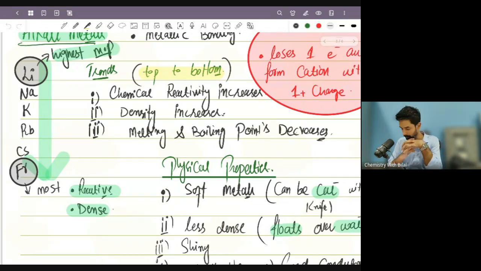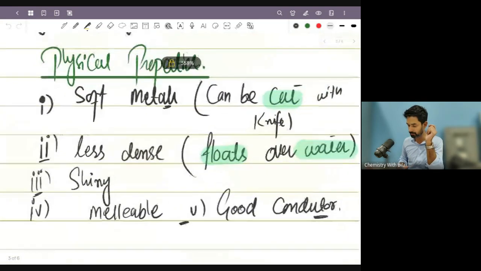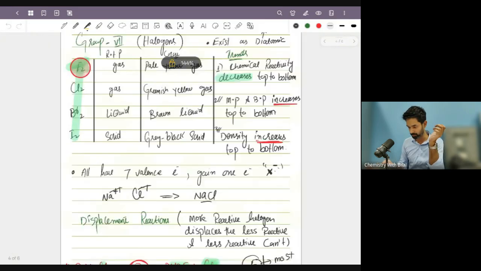Density increases top to bottom, and the melting and boiling point decreases in group 1. Other than that, they have some other physical properties as well. They are soft metals. They are shiny. They are malleable. And they are less dense. They float over water, and they're soft as they can be cut with a knife.